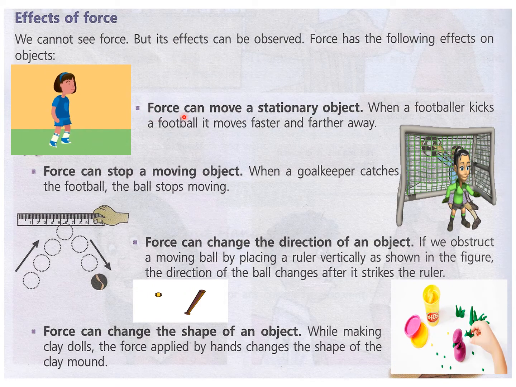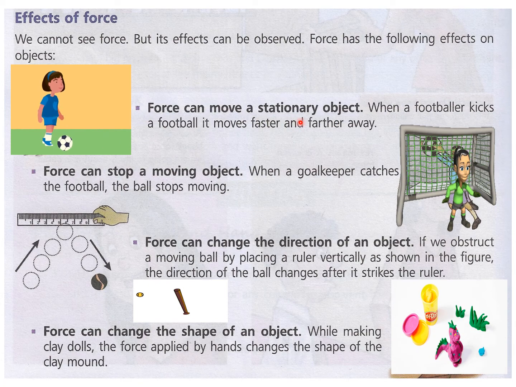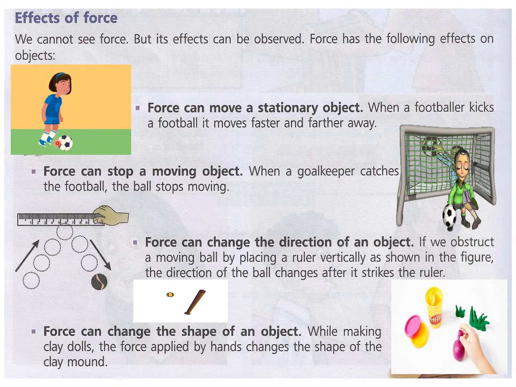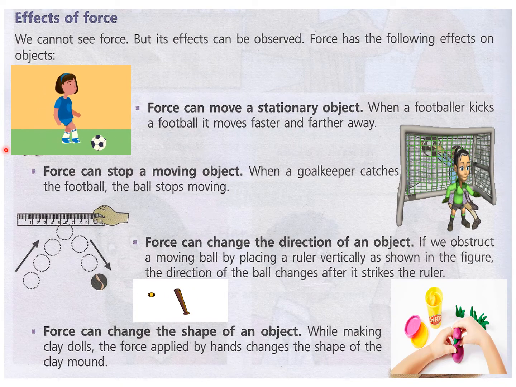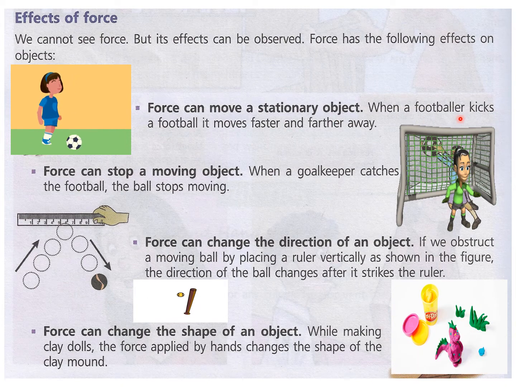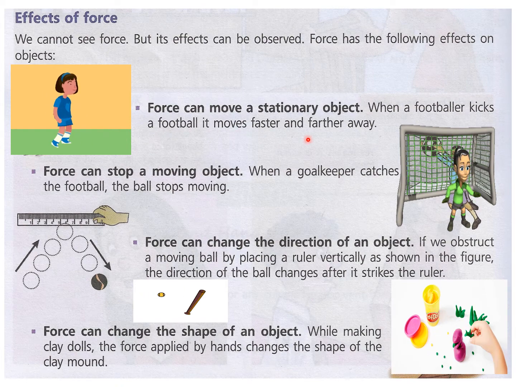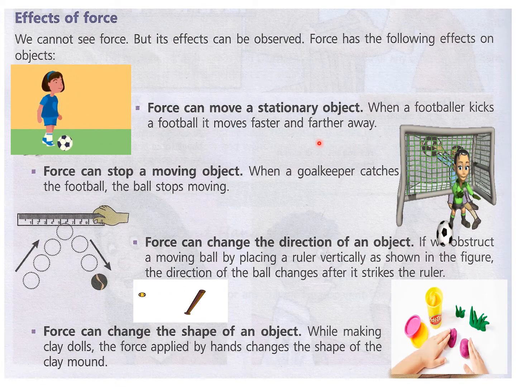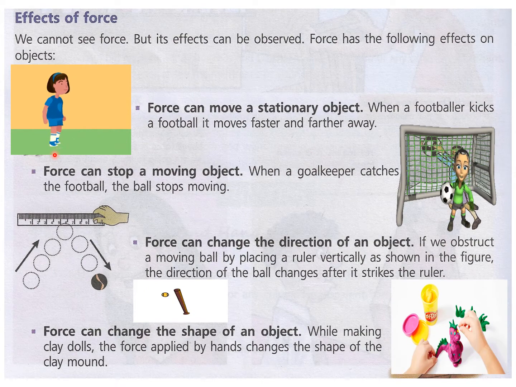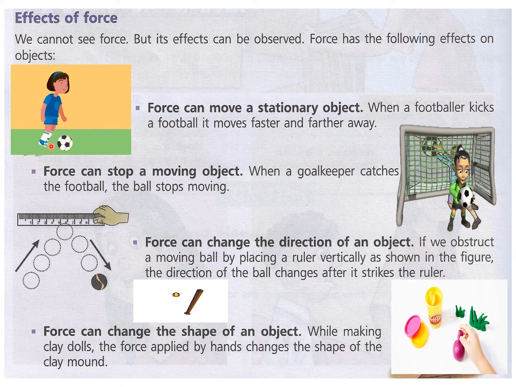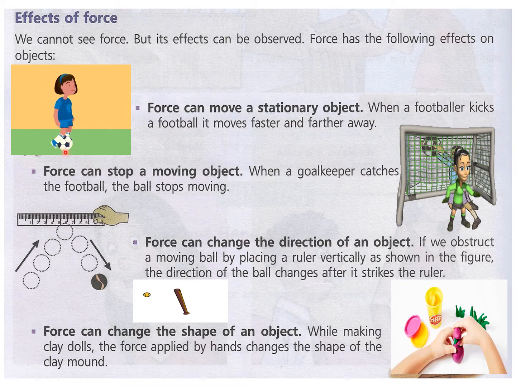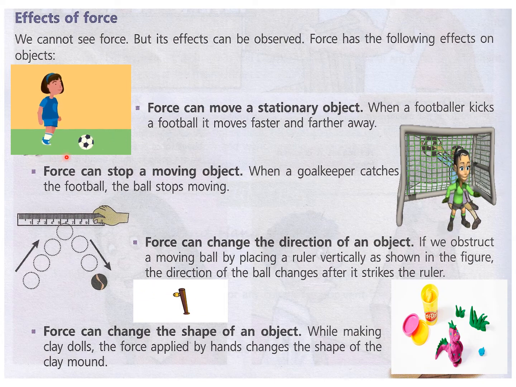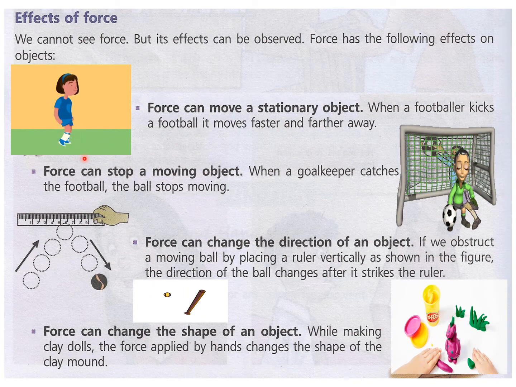Now first, force can move a stationary object. Stationary means that it is at one place. Now you can see this ball is stationary. Now the push by the leg can move the ball. So when a footballer kicks a football, it moves faster and farther away. So this football is moving because of the kick. So this is force which is moving a stationary object. Stationary means that it is stopped at one place, that is, it is not moving.